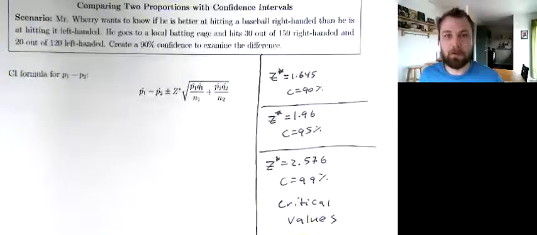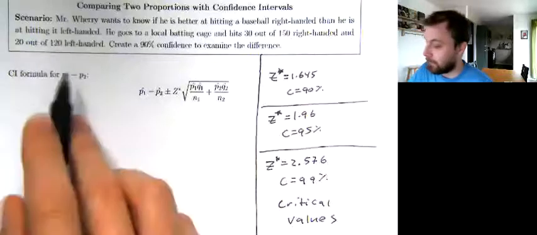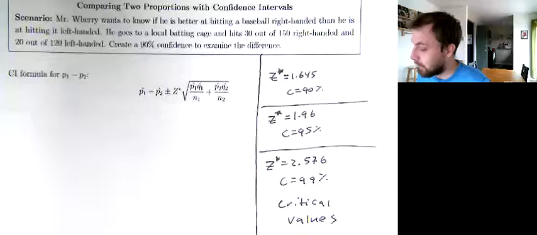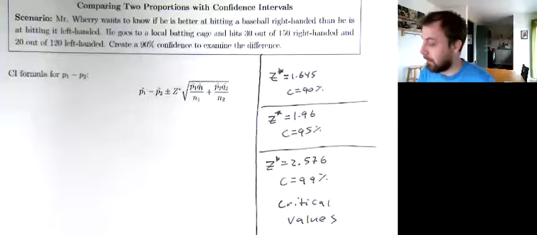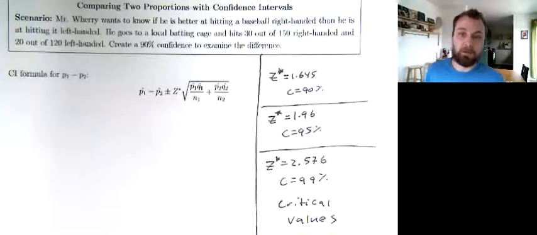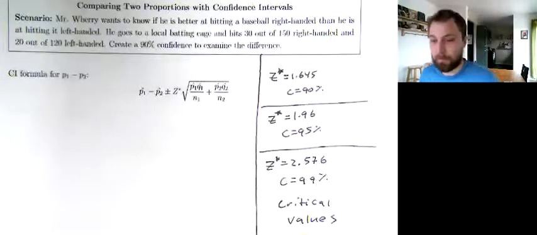This is a video for confidence intervals for two proportions. I'm creating a confidence interval for P1 minus P2. In this problem, I'm comparing right-handed and left-handed batting. I get a hit 30 out of 150 times when I go up right-handed. I get a hit 20 out of 120 times when I go up left-handed. It says create a 90% confidence interval to examine the difference.